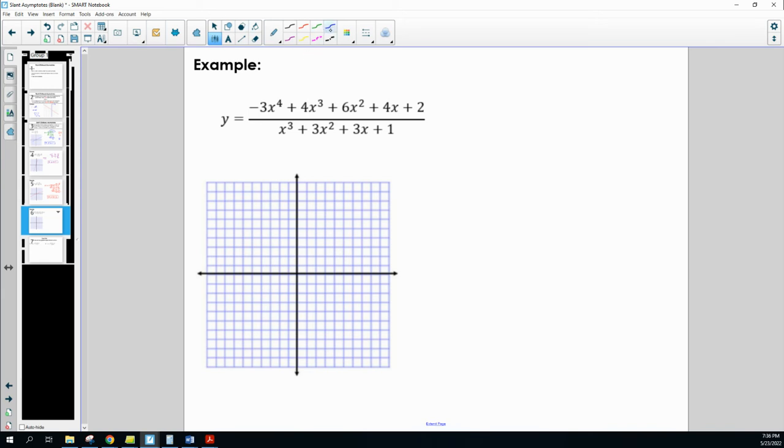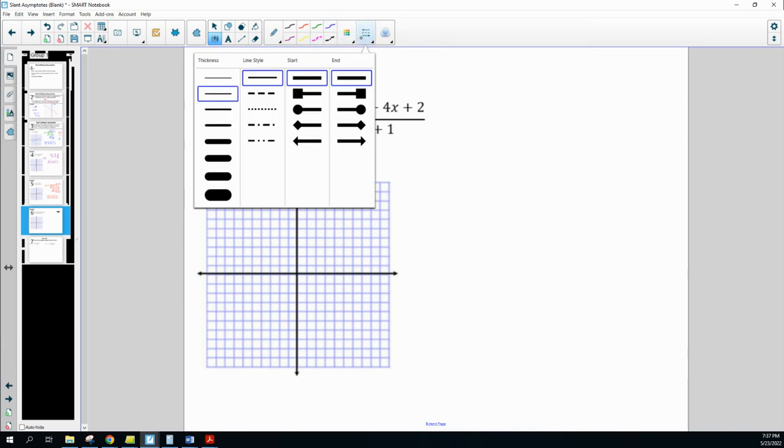So always double check before you do these problems. Don't assume that if the top's bigger than the bottom that it has a slant. Make sure it's exactly 1 different.